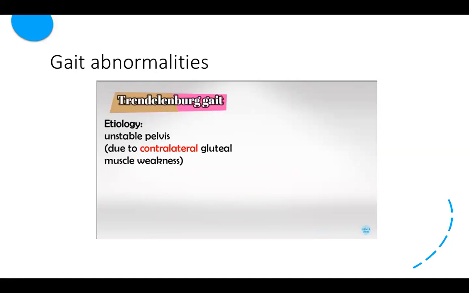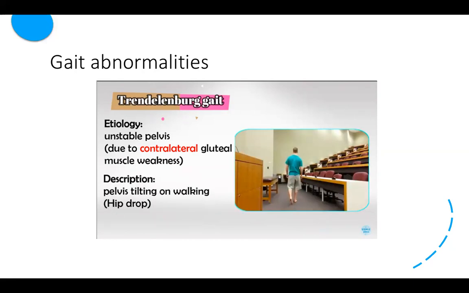Trendelenburg gait, however, is due to damage to one gluteal muscle on one side. So waddling is due to bilateral damage, and Trendelenburg is due to unilateral damage. In Trendelenburg gait, the pelvis is unstable, and it will drop or tilt with every step. And medical mistakes is the most common cause.